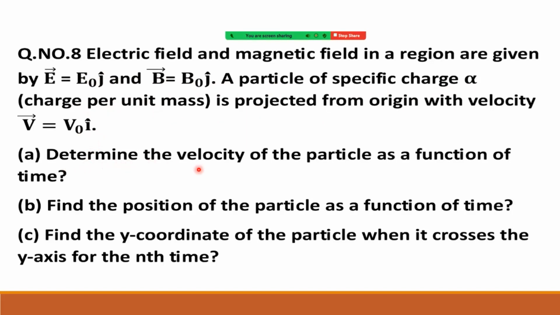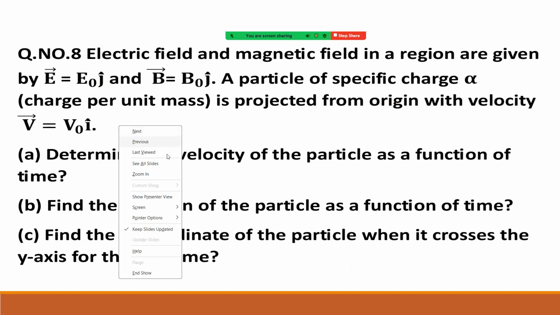Determine the velocity of the particle as a function of time. Find the position of the particle as a function of time. Find the y-coordinate of the particle when it crosses the y-axis for the nth time. So given both the fields, which are uniform, along positive y-axis. Velocity is v naught i cap from origin. Let us see how to start the problem.